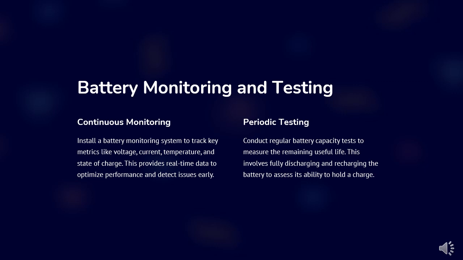Periodic testing. Conduct a regular battery capacity test to measure the remaining useful life. This involves fully discharging and recharging the battery to assess its ability to hold a charge.